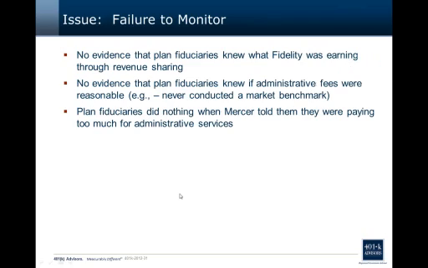So first issue was the failure to monitor. There was no evidence that the plan fiduciaries, ABB, knew what Fidelity was earning through the revenue sharing arrangement. There's also no evidence that the fiduciaries knew if their fees were reasonable. They never really conducted a market benchmark. When they did ask Mercer to come in and report on it, they basically ignored the findings of the Mercer report, which basically said you're paying too much. So even though they had information from an outside independent consultant that said your fees appear to be out of line with market, they did nothing as a result of that.